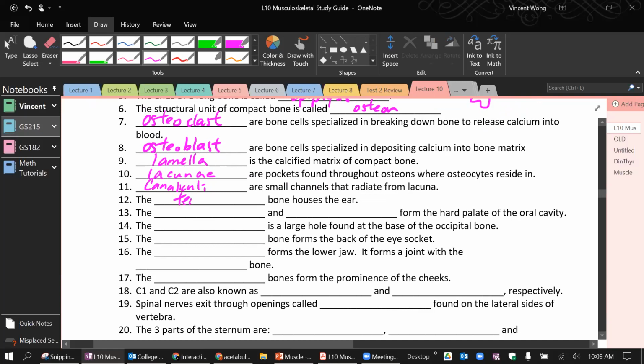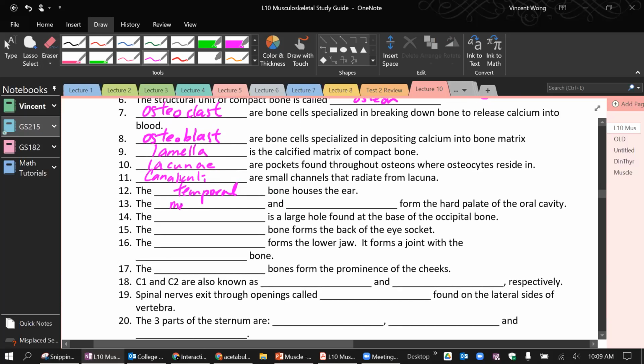The temporal bone houses the ear, actually the auditory canal, the ear canal. The maxilla and the palatine form the hard palate of the oral cavity. Maxilla is the front 2/3, palatine is the back 1/3.